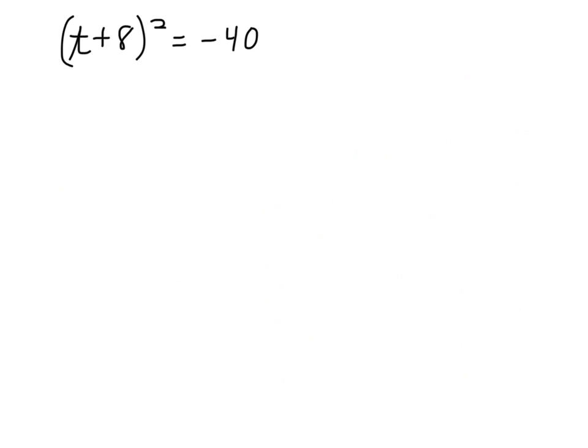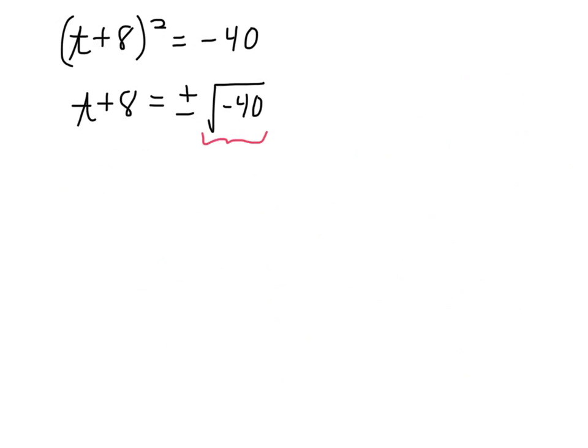Let's say we had the equation t plus 8 quantity squared equals negative 40. So we'd say that t plus 8 would equal the positive or the negative square root of negative 40. Now again, square root of negative 40, that's an imaginary number. And you'd want to break that down and try to simplify it and write it in terms of i.